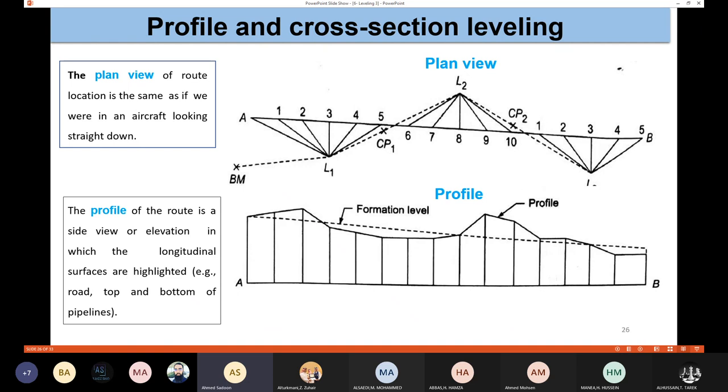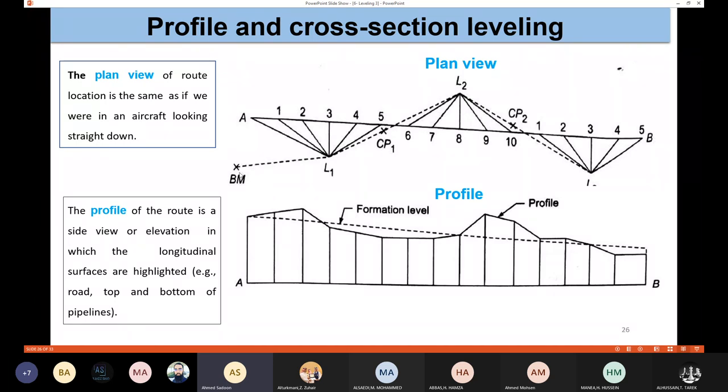In order to do the leveling process, in case that we have a road, we need to have a plan view, and also we need to have a profile view. The plan view of a road location is the same as if we were in an aircraft looking straight down. This one is just like you are looking from an aircraft. Okay, it is a top view. So in this case, in order to understand this, here is the starting point of the road. And this one is the final point for the road.